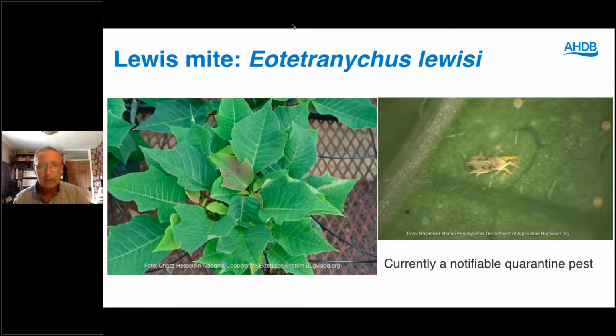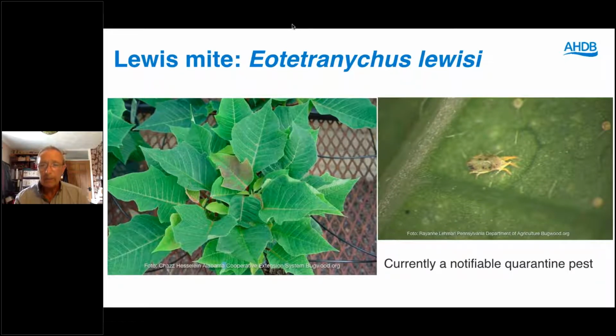So that was a little bit on the Tetranychus, the common spider mite. Just want to introduce you now to another spider mite. This is the Eotetranychus, the Lewis mite. Please note in the bottom there, this is a notifiable quarantine pest. Up until the 1st of January this year, it was a regulated pest. It's now, because of Brexit, become a quarantine pest. So it's not easily controlled by Phytoseiulus. We have to look at other ways of controlling this particular spider mite.